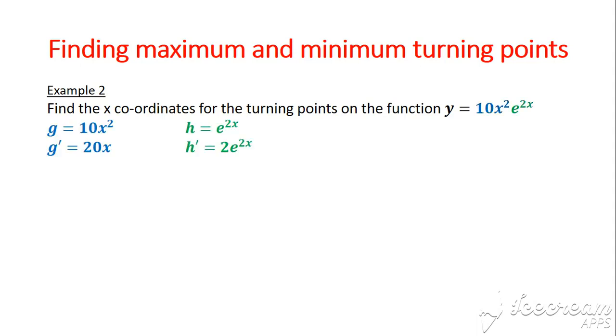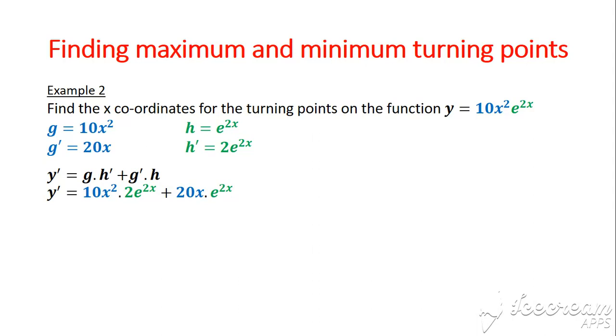Well, this is a product function. 10x squared has been times by e to the power of 2x. So we're going to call one g and one h. We're going to work out g dash and h dash. And we're going to use the product rule to differentiate this function. So y dash is equal to 10x squared times 2e to the power of 2x plus 20x times e to the power of 2x.